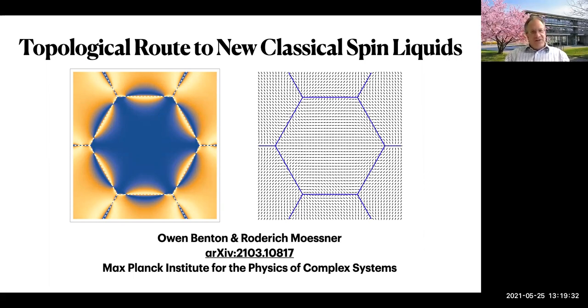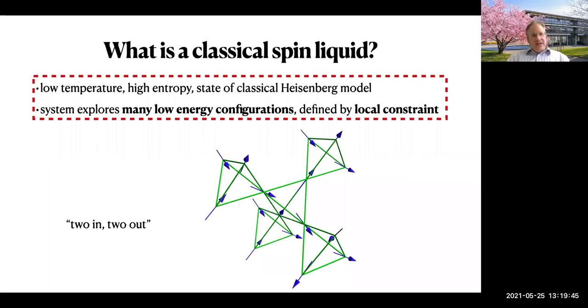Okay, so I'm going to talk about topological routes to new classical spin liquids. This is work together with Owen Benton here in Dresden, and there's a preprint, which I'm mentioning here. Okay, so what is a classical spin liquid?